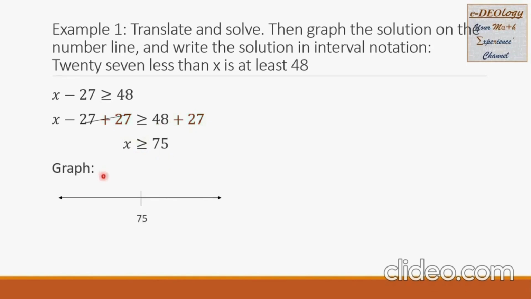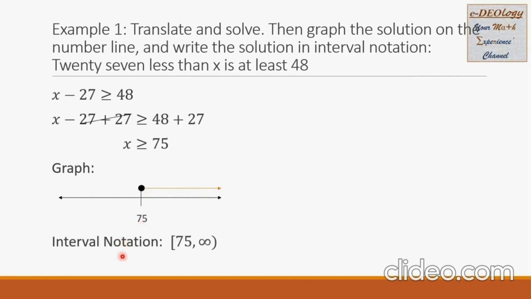For our graph, we're going to write the number line, put the 75 on the graph, and check again our inequality. The inequality suggests all numbers greater than or equal to 75. So our solution set is 75 itself and all numbers greater than the 75. So it will be like this. All the numbers on the number line that are on the right of 75. And that includes that 75.